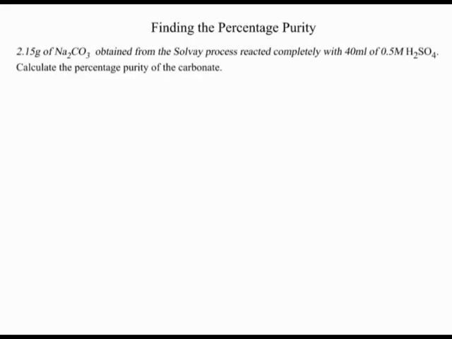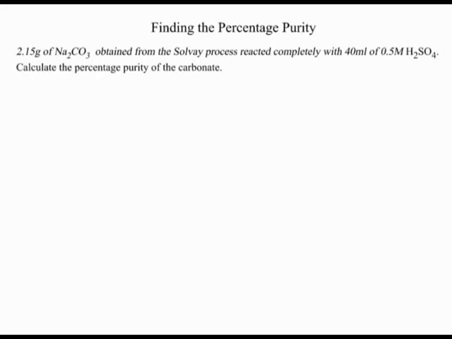For example, 2.15 grams of a sample of sodium carbonate obtained from the Solvay process reacted completely with 40 milliliters of 0.5 molar sulfuric acid. Calculate the percentage purity of the carbonate. This means that not all the 2.15 grams of sodium carbonate was active. We find how many grams was active.